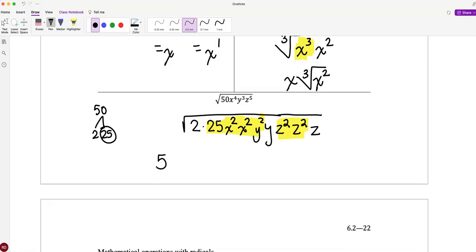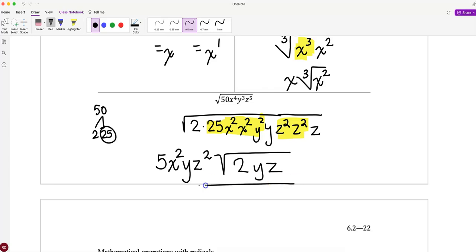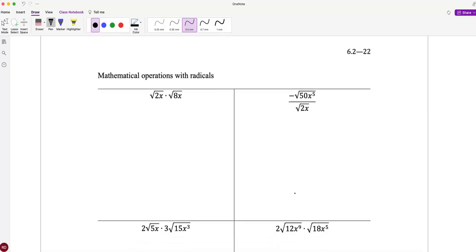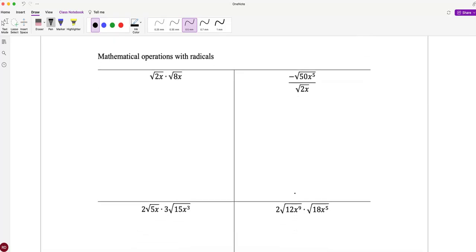The square root of x squared is x, and I see that happening twice. The square root of y squared is y. The square root of z squared is z, and I see that happening twice. And then what's left under my radical is what? 2yz. So again, you just want to be very organized about organizing things in perfect squares in order to simplify a square root. Let's look at when we're multiplying expressions with radicals.